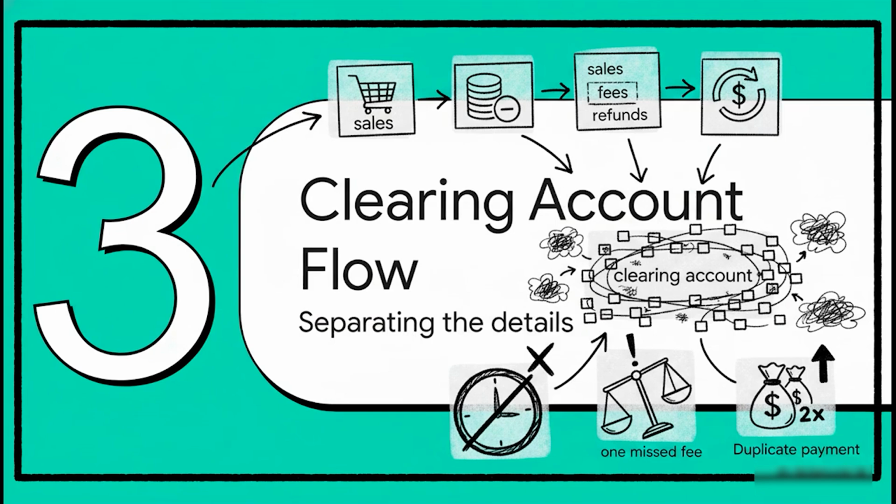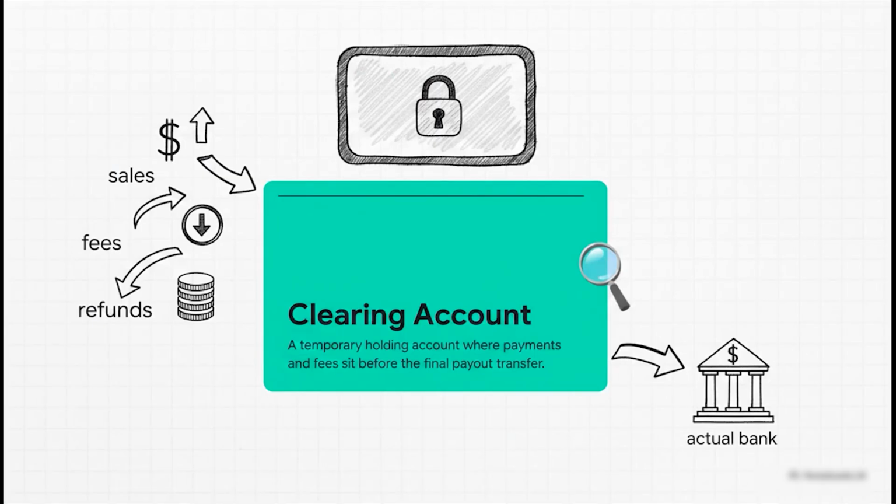Which brings us nicely to section 3, the clearing account workflow. Now, you could try doing this all manually, pulling apart the sales, fees, and refunds for every single payout. But let's be real, that is painfully slow and super error-prone. One missed fee and your expenses are a mess.